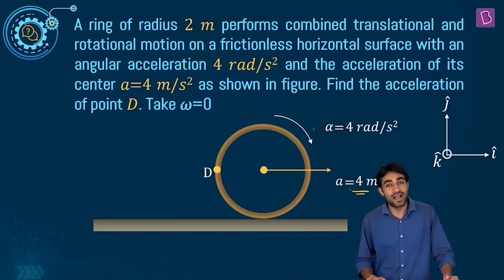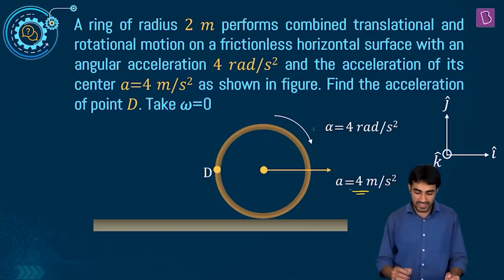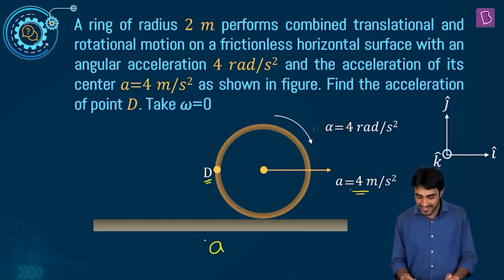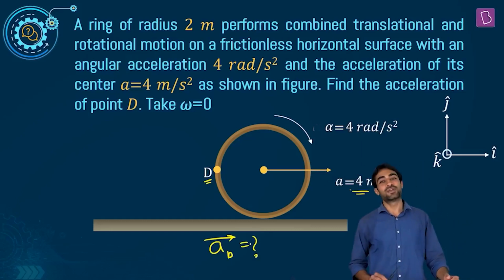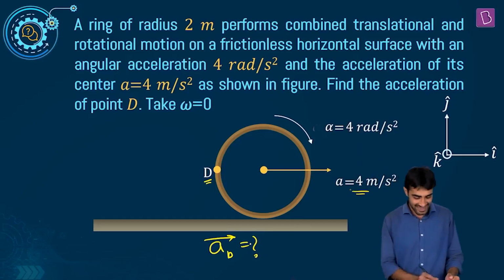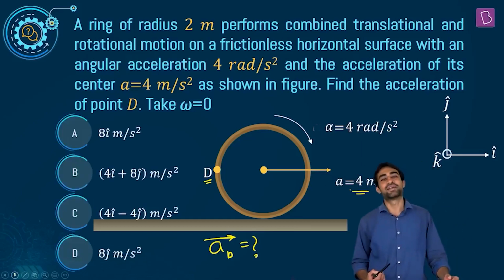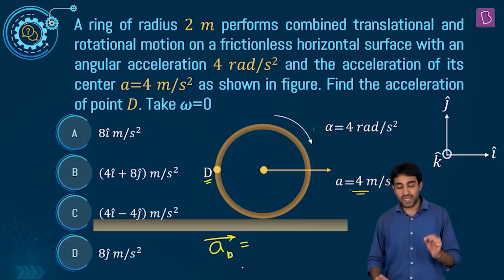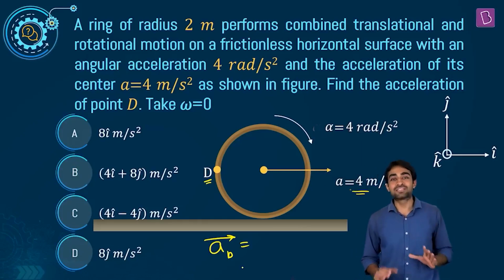We have to take omega equals 0. So what is the total acceleration of point D? This is the question. Do we understand the question? Yes. These are the options. Now, as we can see, the total acceleration of point D has many components. Now let's talk about each component separately.